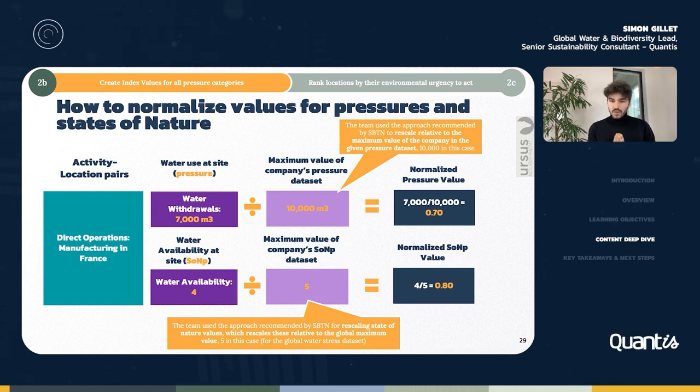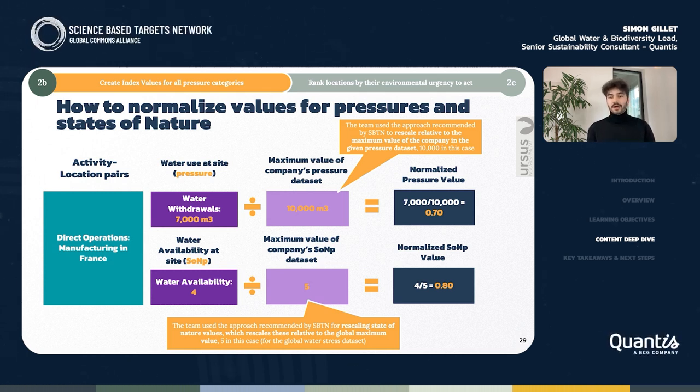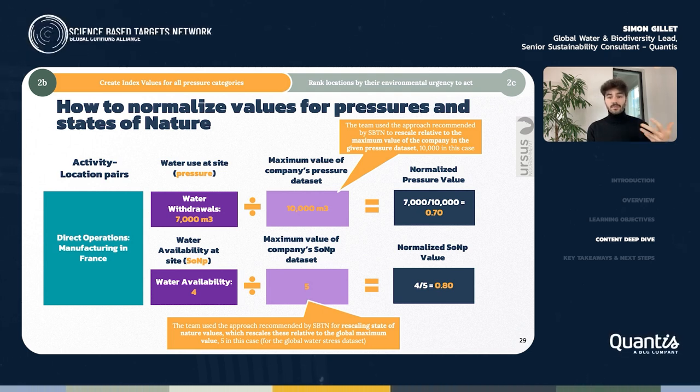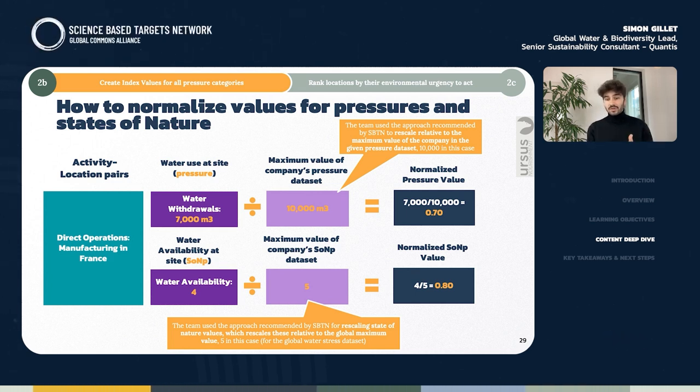As an example, using the equation above, the company calculated the following values for its French manufacturing site: normalized pressure value for water use, meaning 10,000 divided by 10,000, so 0.7, and then normalized state value for water availability, so 4 divided by 5, 0.8.